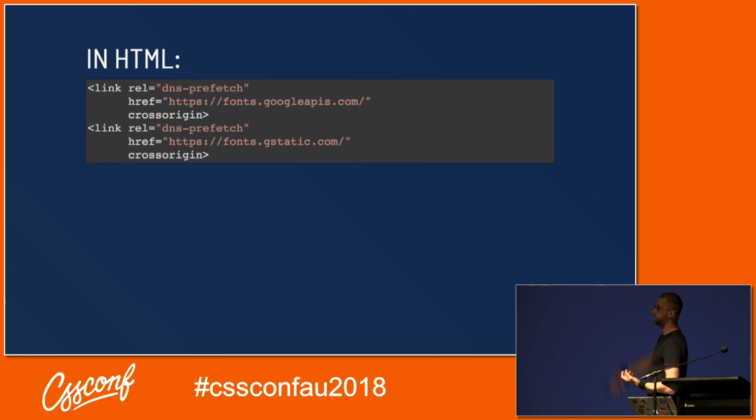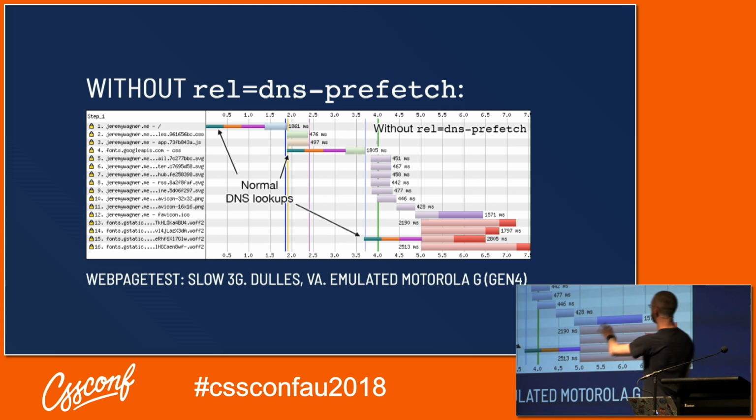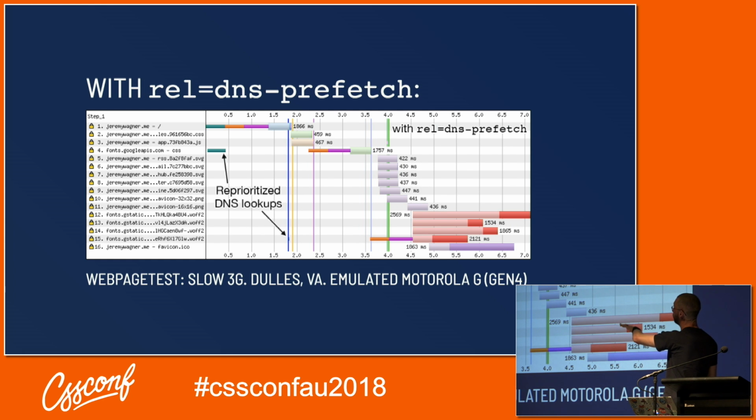And you use it much the same way. You use it in HTML, you can use it as an HTTP response header. In fact, the syntax is pretty much identical to rel preconnect, except you're just doing rel DNS prefetch. Without it, you can see here, those little teal bars are DNS lookups. Without DNS prefetch, they're occurring as they need to. But with it, we're reprioritizing those DNS lookups.